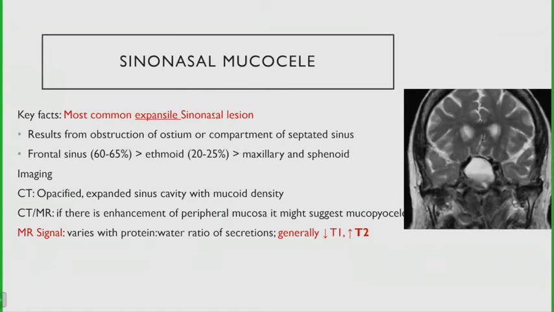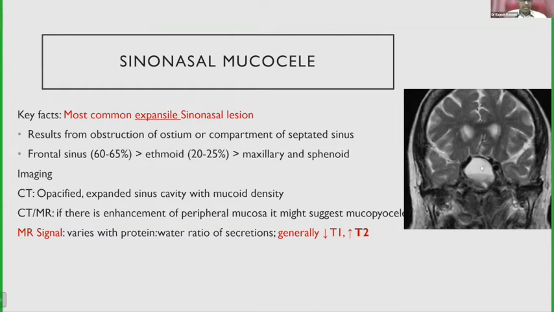Mucocele. The most common expansile sinonasal lesion, resulting from obstruction of the ostium or a compartment of a septated sinus. It most commonly occurs in the frontal sinus, then ethmoid, then maxillary and sphenoid. In CT, it will be an opacified expanded sinus with mucoid density. There will be enhancement of the peripheral mucosa. It might suggest a mucopyocele. Usually it won't enhance, and if it is enhancing, it will be infected. MR signal varies with the protein-water ratio, generally T1 hypo and T2 hyperintense.